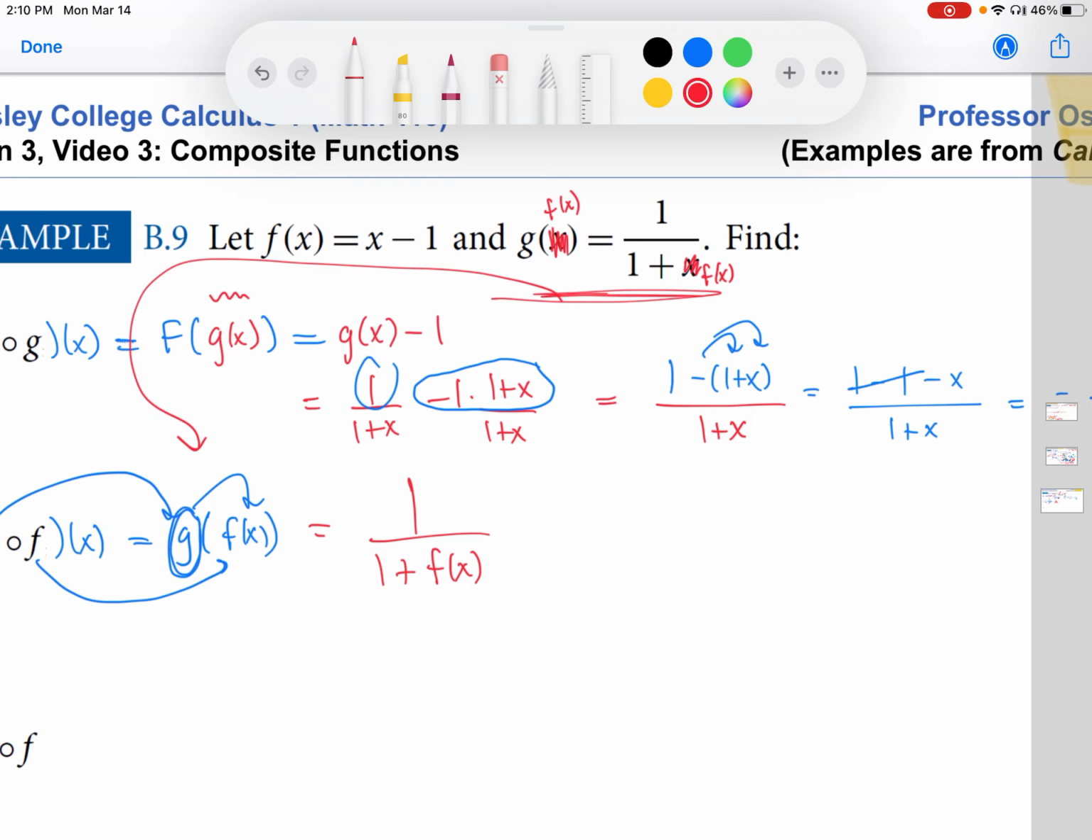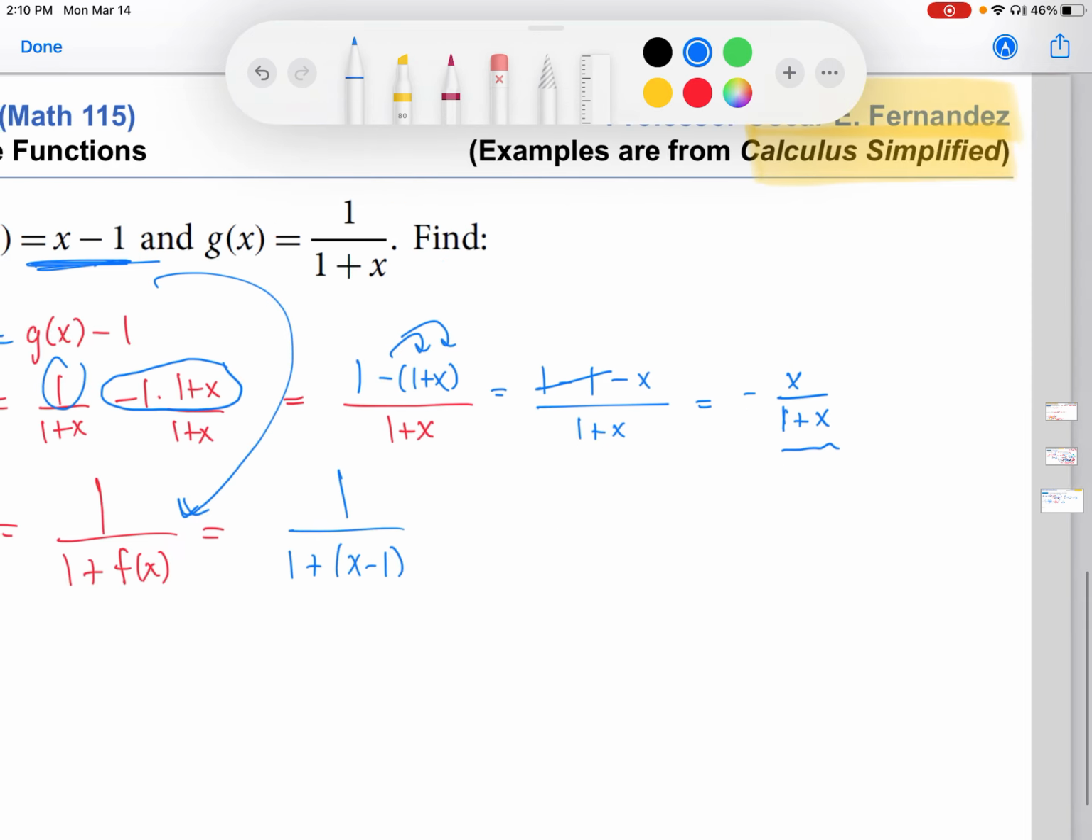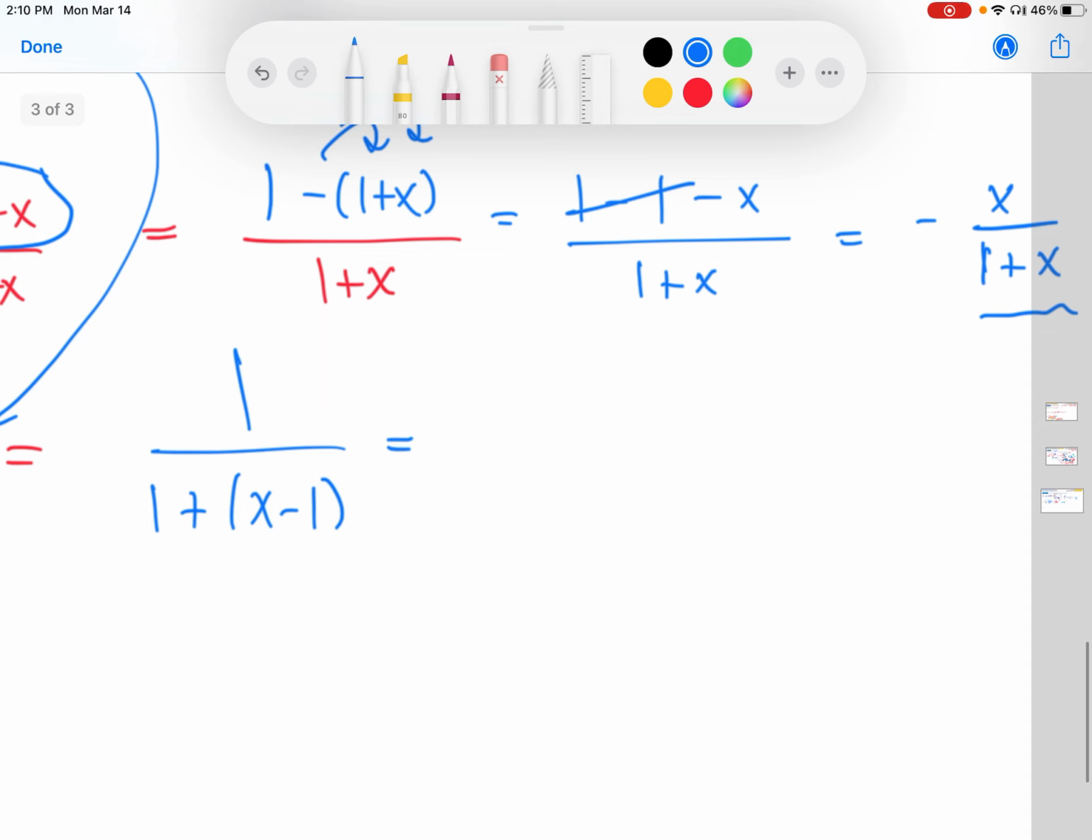Okay, great. And then now that I have done that step, I can go back to f of x and just substitute what it's equal to, x minus 1, in down there. So I get 1 over 1 plus x minus 1. All right, and this simplification is a little easier.